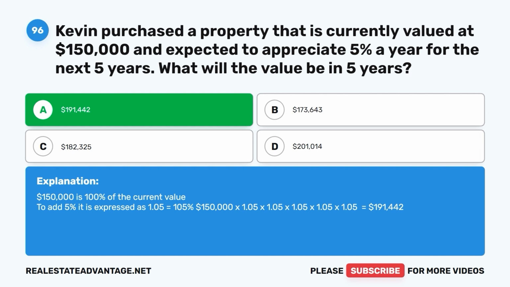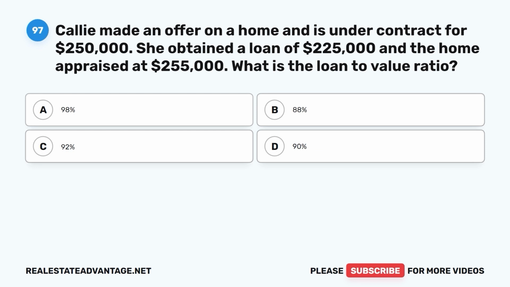$150,000 is 100% of the current value. To add 5%, it is expressed as 1.05, or 105%. $150,000 times 1.05 times 1.05 times 1.05 times 1.05 times 1.05 equals $191,442.